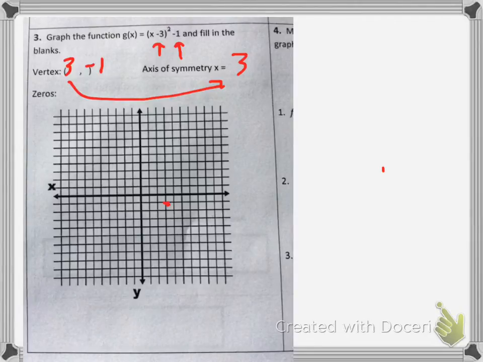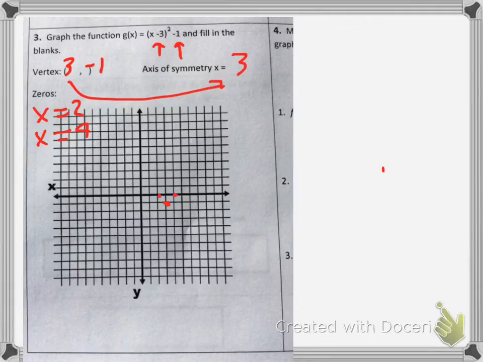So for the parent function, I know that after you plot the vertex, you go to the right one, up 1, and plot a point, and then to the left one, up 1, and plot a point. So I just found the 2 zeros because this is where it crosses the x-axis. So my first 0, it crosses at 2, so x equals 2 would be 1, 0. And then the other 0, it crossed at 4.